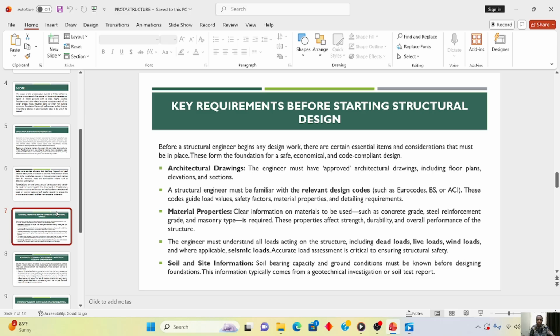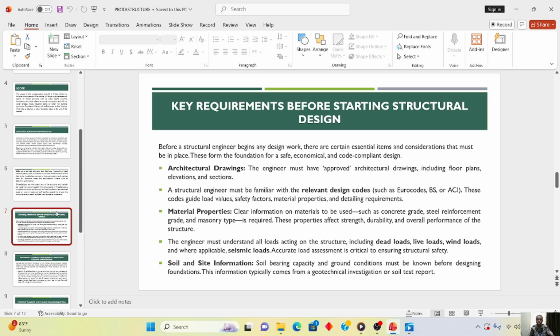Now, the engineer must have approved architectural drawings, including floor plans, elevations, and sections. Ensure that your drawings, which are the drawings given to you by the architect, are approved. That means they've been stamped and also approved by the agency in charge.